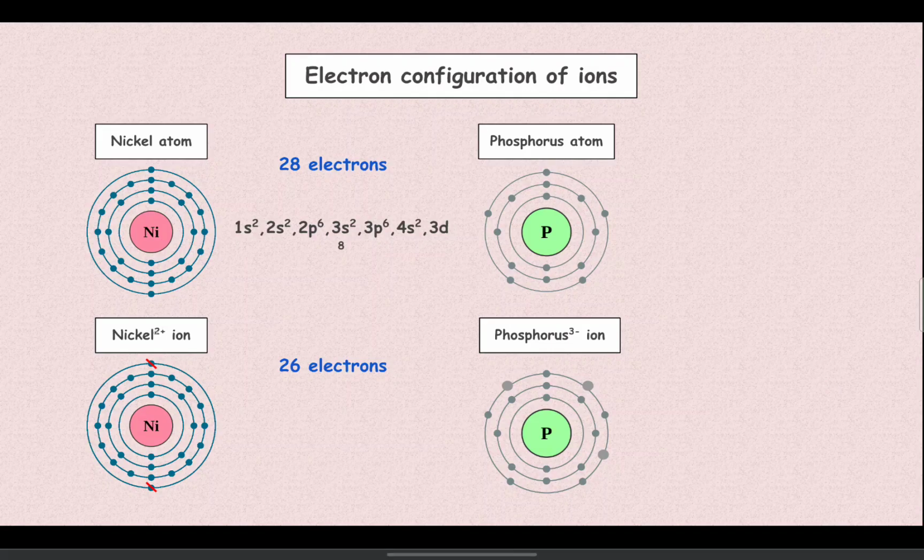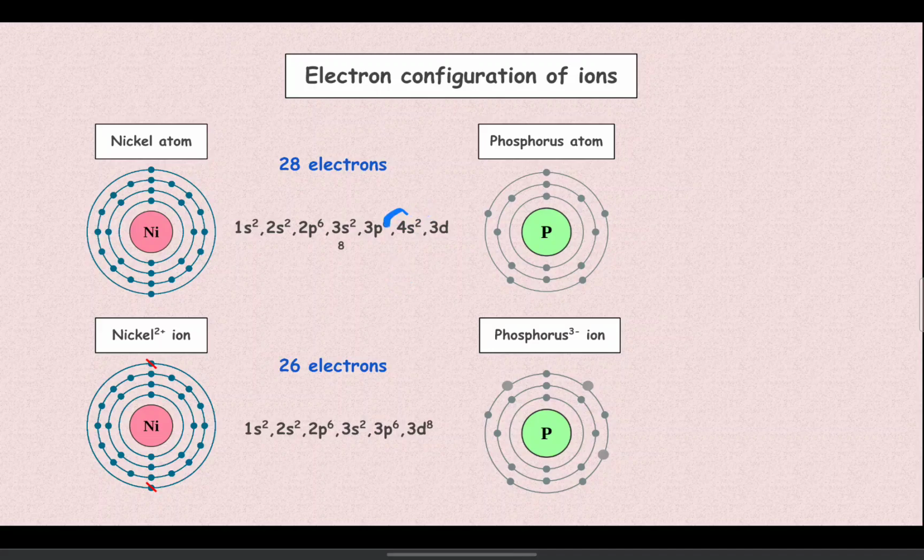So because there is this 2 plus charge, you take 2 electrons away. So from 28 to 26, you've taken 2 away, with the notation looking like this. Now, what you have to remember here, which is just a quick rule which is often not taught well, is that the electrons in the 4s orbital are lost before the 3d electrons.